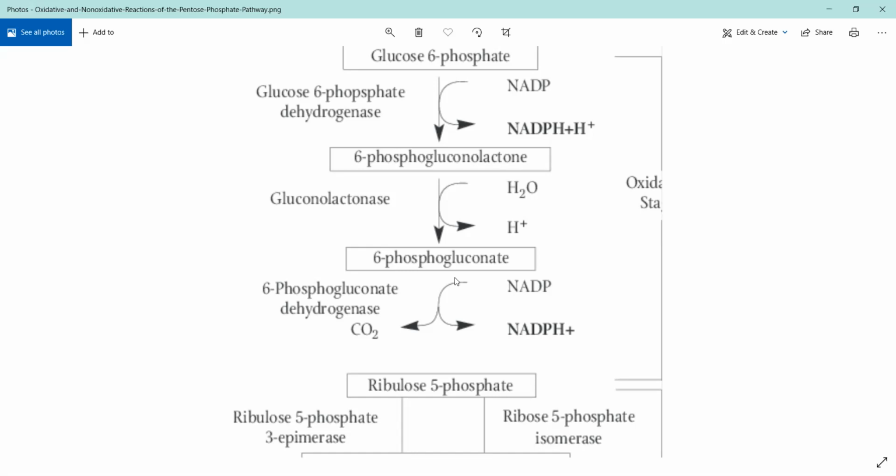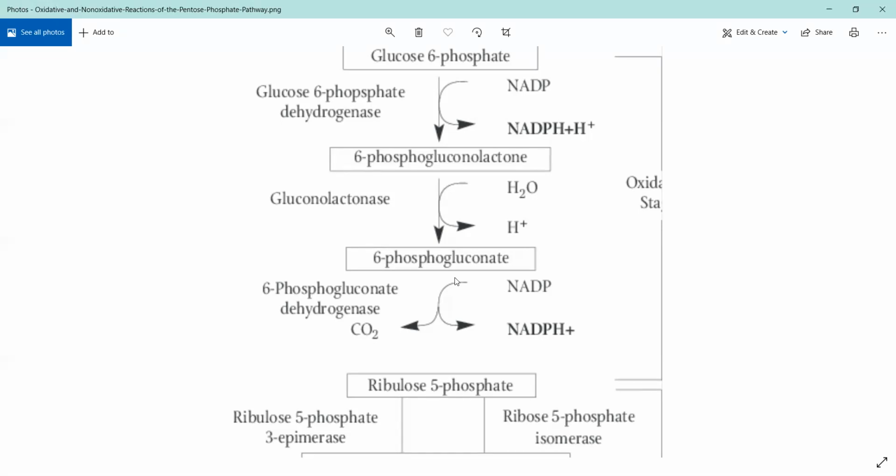Anyway, here what is happening is glucose 6 phosphate, in the presence of a dehydrogenase enzyme, which is G6P dehydrogenase. You will also have a magnesium molecule that will act as a cofactor here. In the presence of magnesium and glucose 6 phosphate dehydrogenase, glucose 6 phosphate is losing two hydrogen molecules and it is converting into 6 phosphogluconolactone. Okay, that is the first reaction.